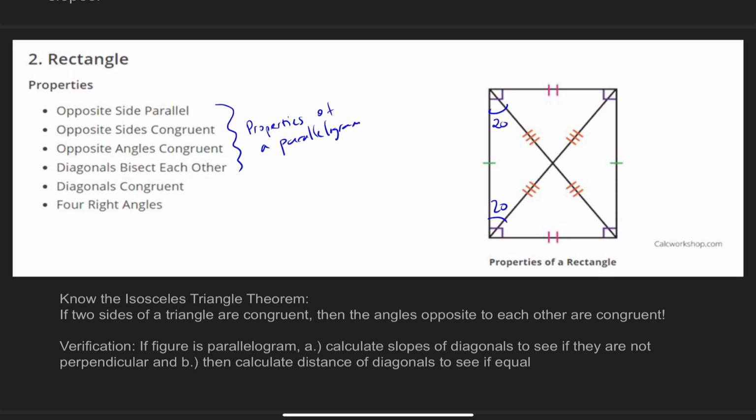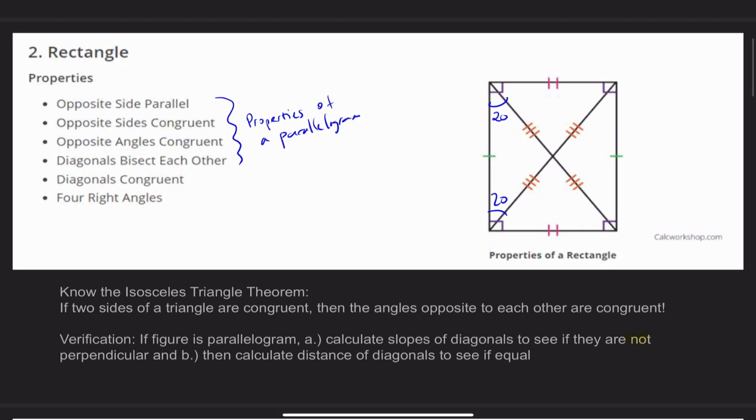Verification, if the figure is a parallelogram. So if it's already a parallelogram from the start, in order for you to determine something as a rectangle, make sure that you calculate the slopes of the diagonals to see if they are not perpendicular. Not perpendicular, okay? If they are not perpendicular, go ahead and put the cherry on top and ensure that the distances of the diagonals are equal to each other.